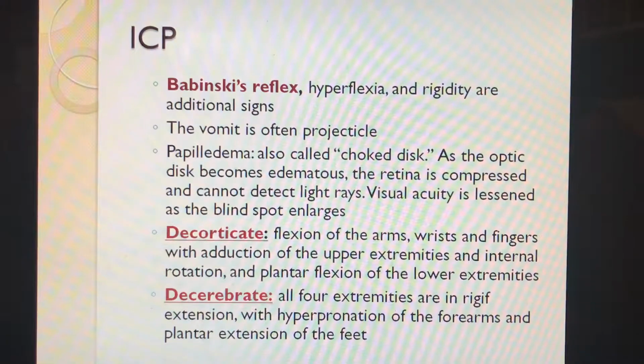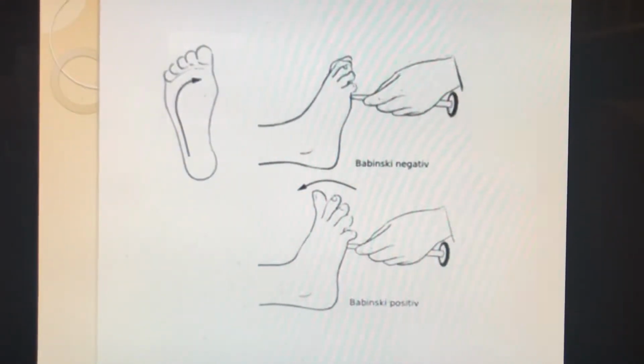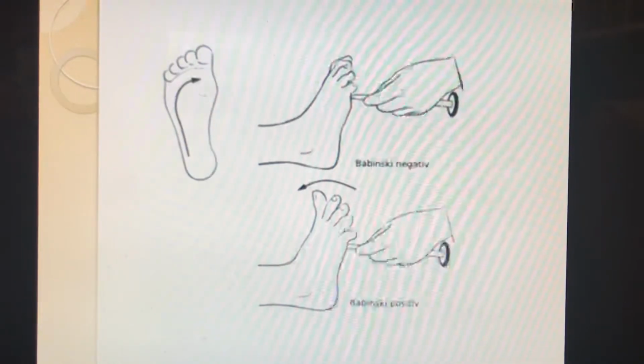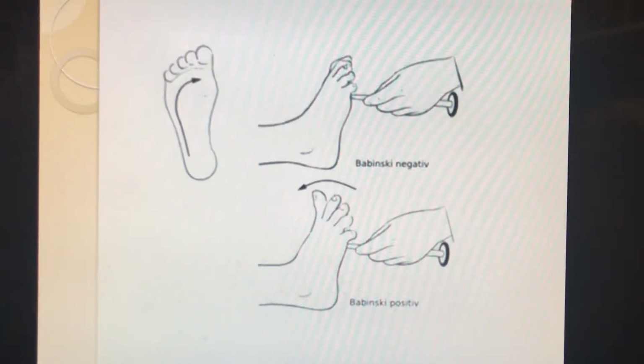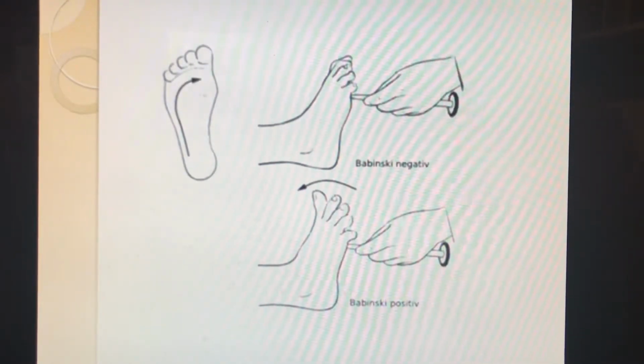They may be in one of two positions, the decorticate and decerebrate. In the decorticate, that is the flexion of the arms, wrists, and fingers with adduction of the upper extremities and internal rotation and plantar flexion of the lower extremities. You have the decerebrate, which is all four extremities in rigid extension with hyperpronation of the forearms and plantar extension of the feet. So here is a picture of the Babinski. If it's negative, the toes are going to curl. And if it's positive, they're going to dorsiflex and they're going to have a fanned toe sign.